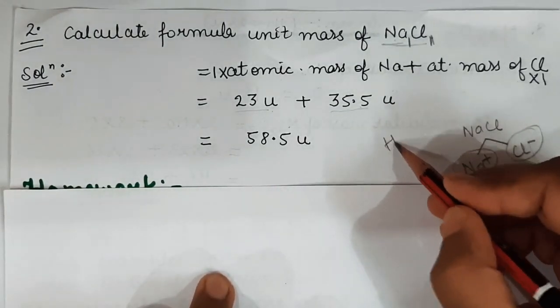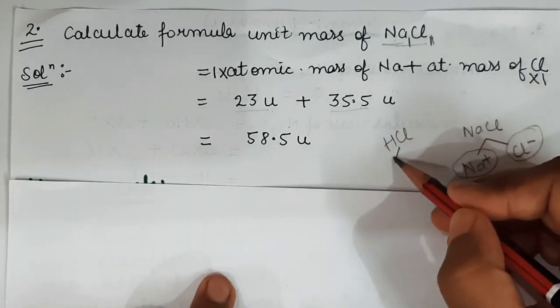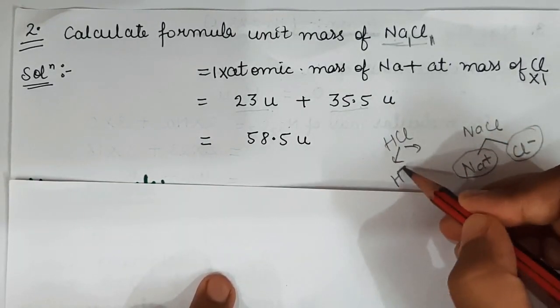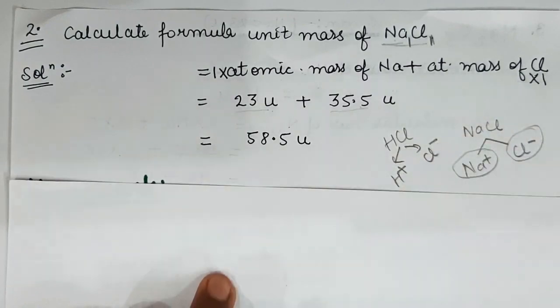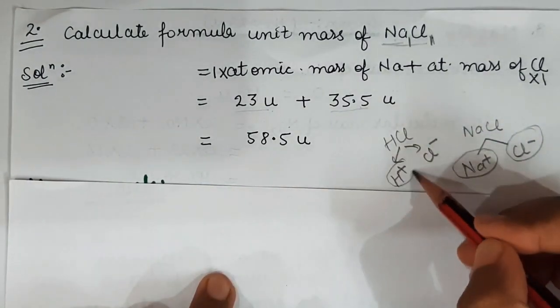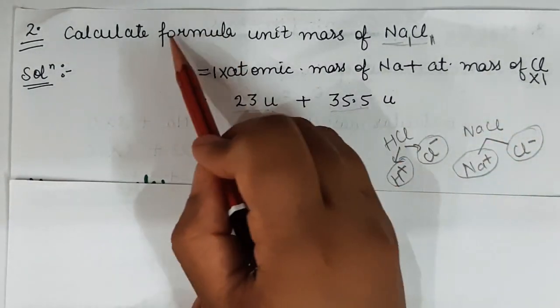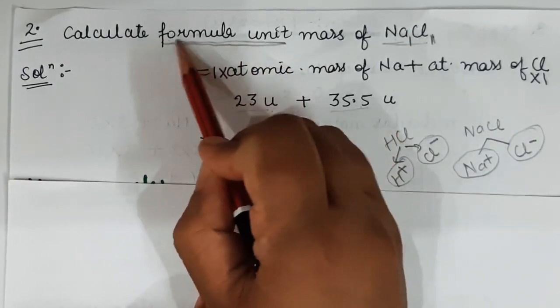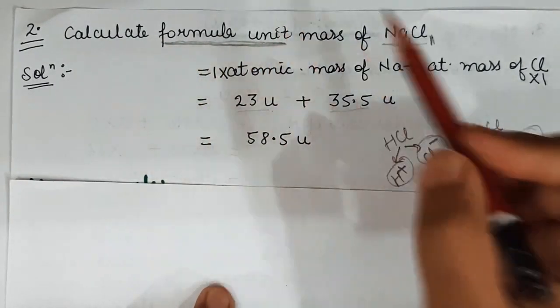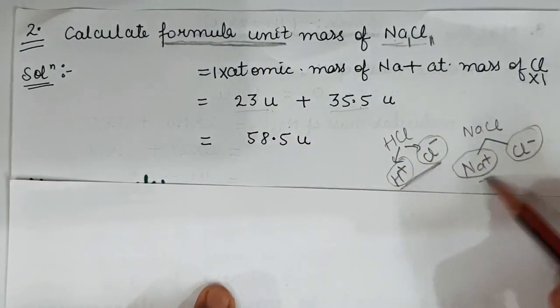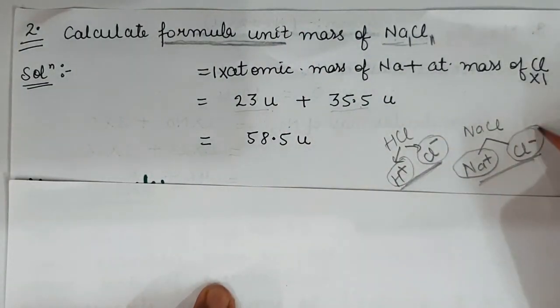Okay, suppose I take HCl. It also contains two ions, H+ and Cl−. So these are also ions. That's why the formula unit is written here, because formula unit is used for ions. These ions carry some charge, either positive or negative.